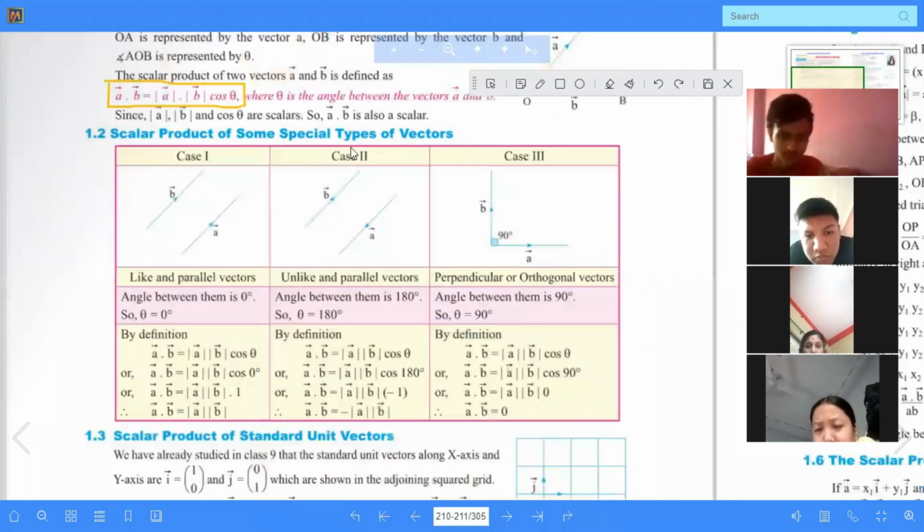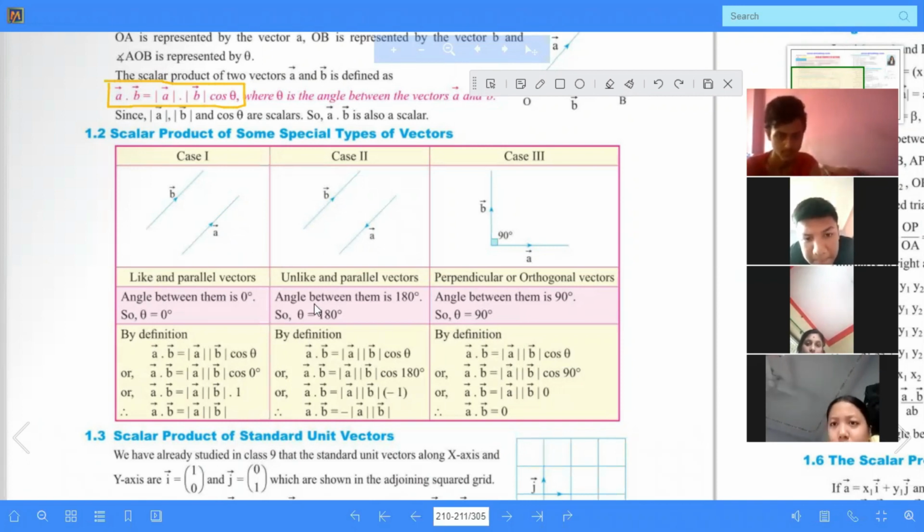Scalar product of some special types of vectors. See it here, please. Here is written case first, like and parallel vectors. You can see both these vectors are pointing along the same direction, right? This is also pointing up, this is also pointing up, not straight but obliquely, but still they are pointing along the same direction, so they are parallel vectors. Means they two never meet each other at any point in the future, right? They will never meet. That is why they two are called parallel vectors, like vectors.